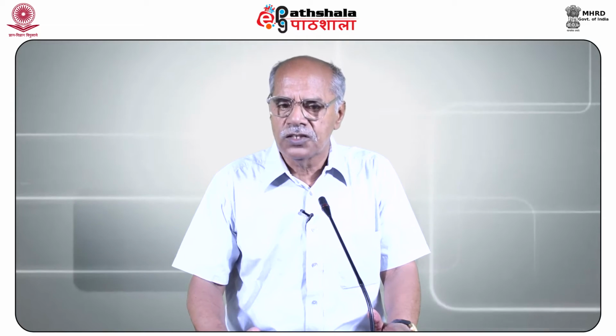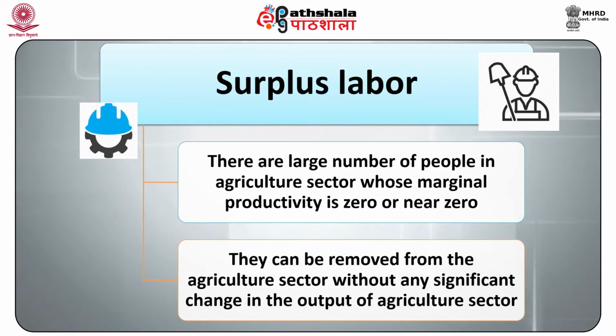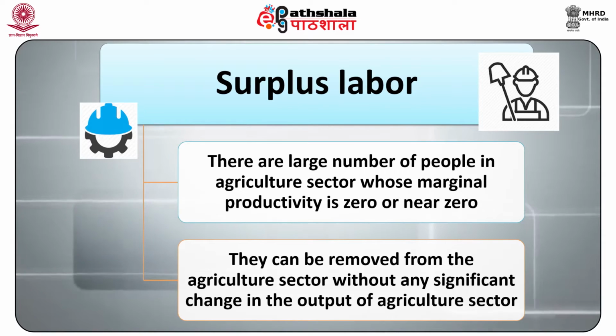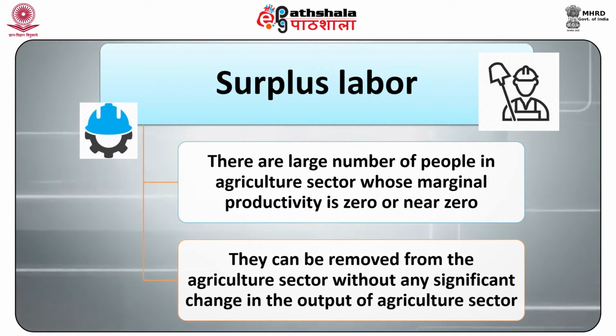One term that is required to be discussed is surplus labor. The other is disguised unemployment. Surplus labor means that there are a large number of people in the agricultural sector whose marginal productivity is zero or near zero. They can be removed from the agricultural sector without any significant change in the output of the agricultural sector.